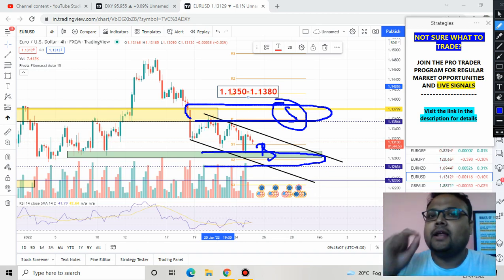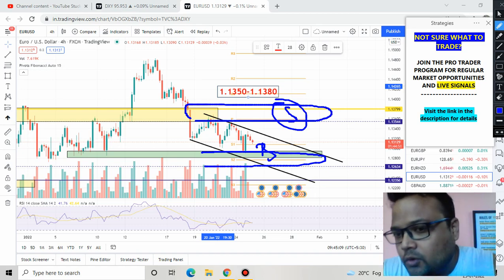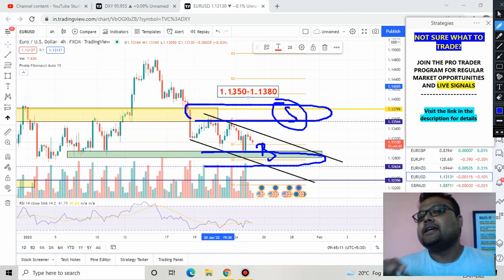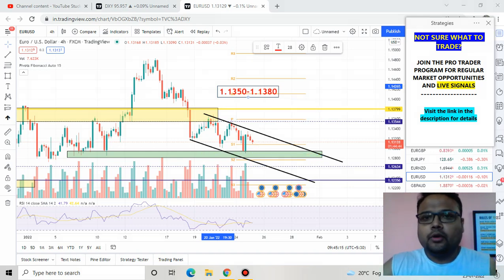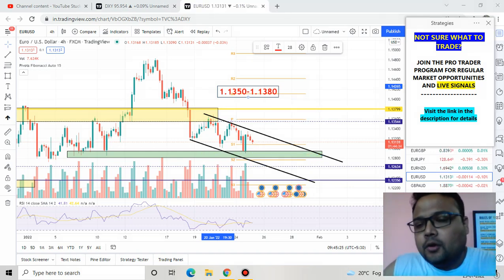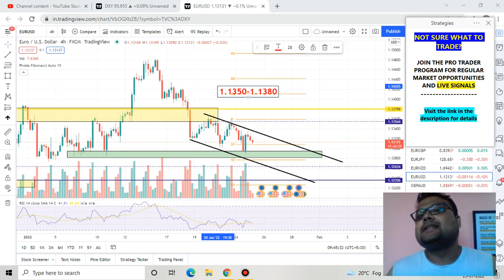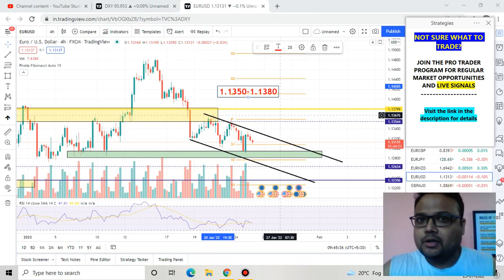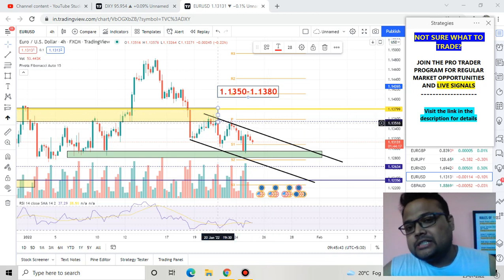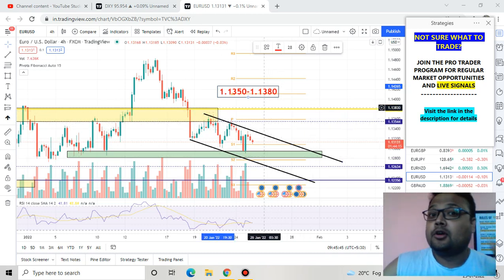Just make sure that whenever you are buying Euro USD, dollar is under pressure, and whenever you are selling Euro USD, dollar is going up. That is just an additional confirmation, and if possible, try to trade on these levels only. And again, keep in mind that though the chart looks sideways, we are seeing a downward channel on Euro USD and an upward channel on dollar, so be careful.